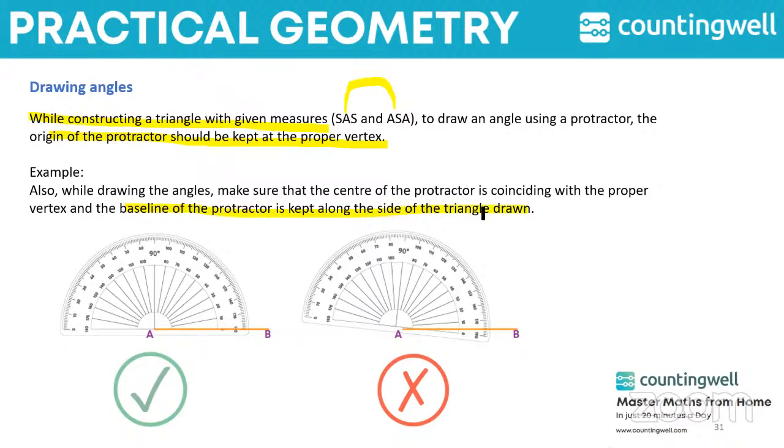So in the first figure, you can see the line segment AB and the baseline of the protractor are coinciding, but in the second figure, they are not. So the first way is the correct way of placing the protractor along the side of the triangle.